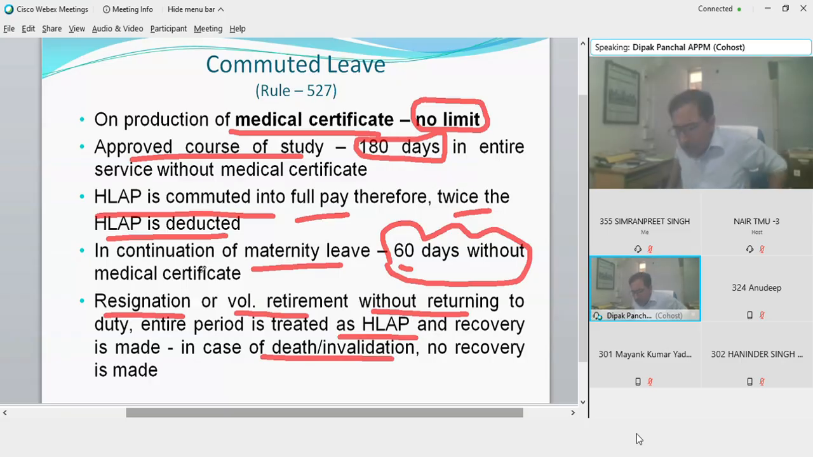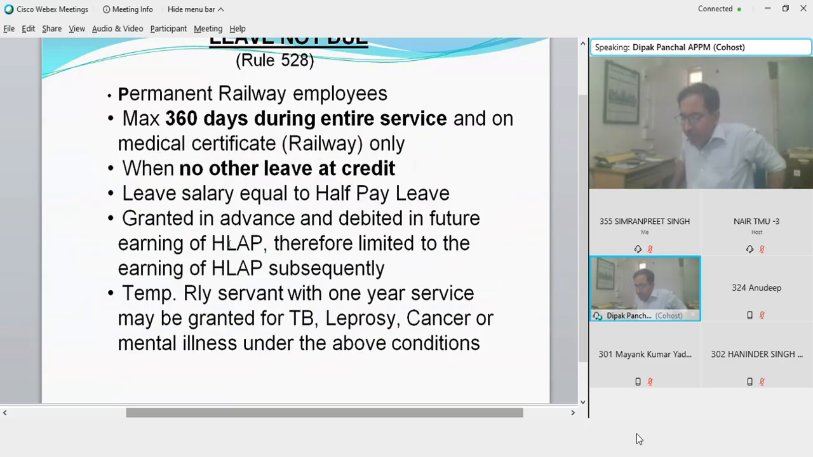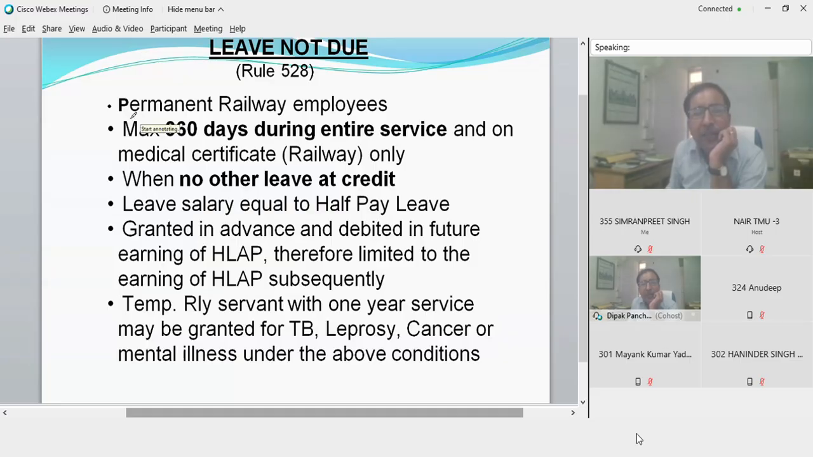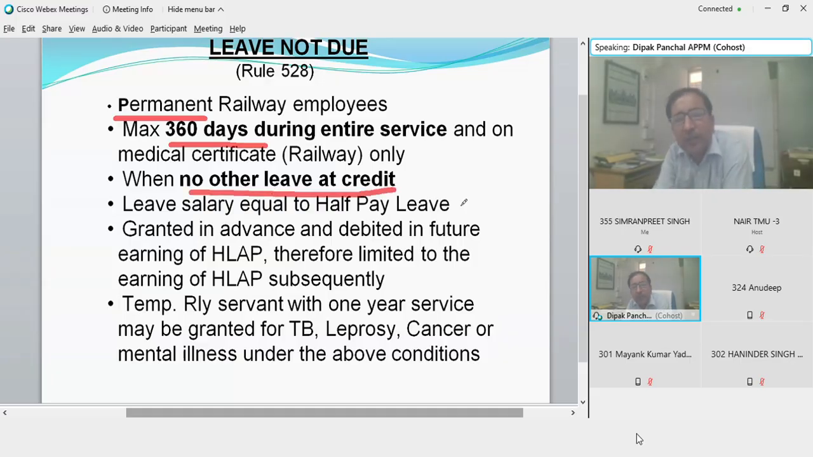There is one more important benefit under this leave rule, and that is leave not due. Permanent railway servant can avail up to 360 days of leave not due when no other leave is at the credit of employee. 360 days during entire service. So this is a kind of advance leave at half of the average pay.